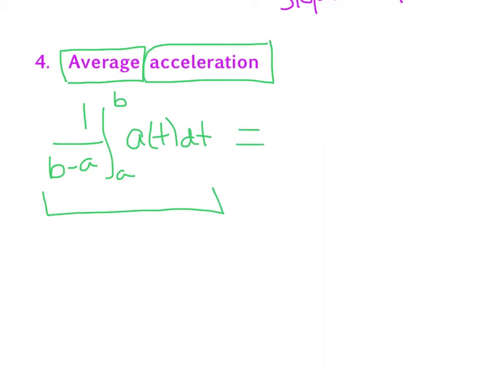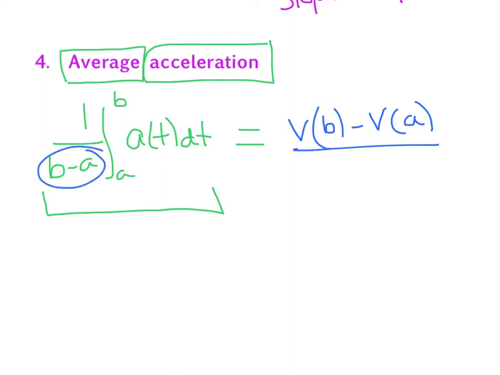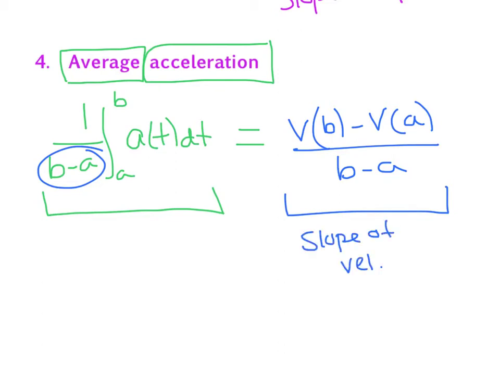Or use your first fundamental. If you integrate acceleration, who do you get? Well, you would get the velocity of b minus the velocity of a all over this number out front, my b minus a. Okay, so again, they're equivalent. Don't memorize, just write the formula down and use your first fundamental. So this is the average acceleration, which happens to be the slope of velocity. All right, now we're ready to apply some problems.